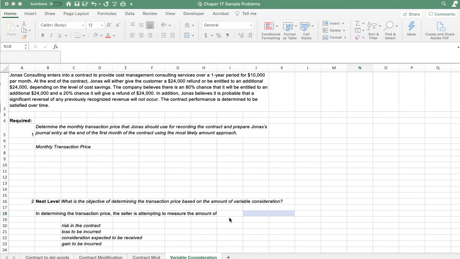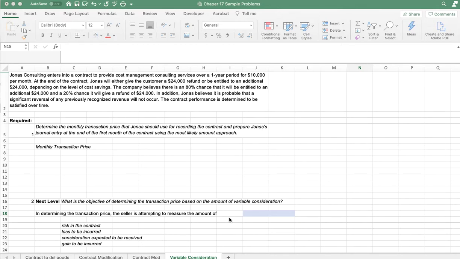Variable consideration. Jonas Consulting enters into a contract to provide cost management consulting services over a 1-year period for $10,000 per month. At the end of the contract, Jonas will either give the customer a $24,000 refund or be entitled to an additional $24,000 depending on the level of cost savings. The company believes there's an 80% chance that it will be entitled to an additional $24,000 and a 20% chance that it'll have to give the refund of $24,000.